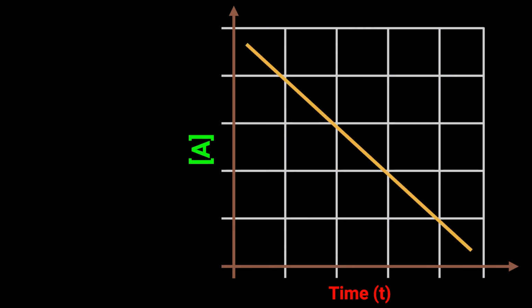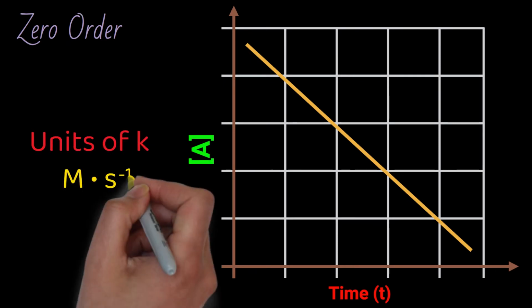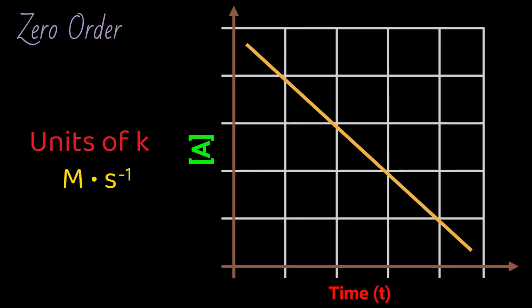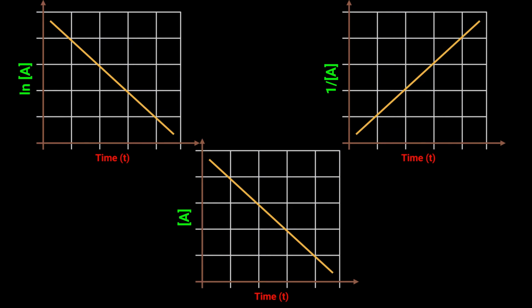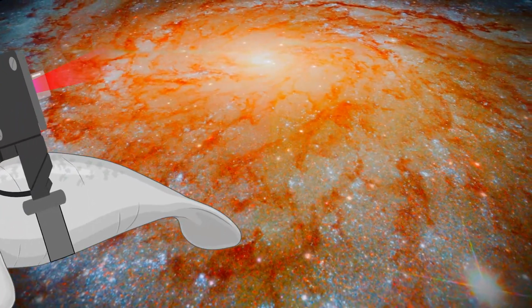And for a zero-order reaction, these graphs can be helpful in identifying the order of a reaction, even when you only have k for that reaction. Let's see what we can do with these integrated rate laws.